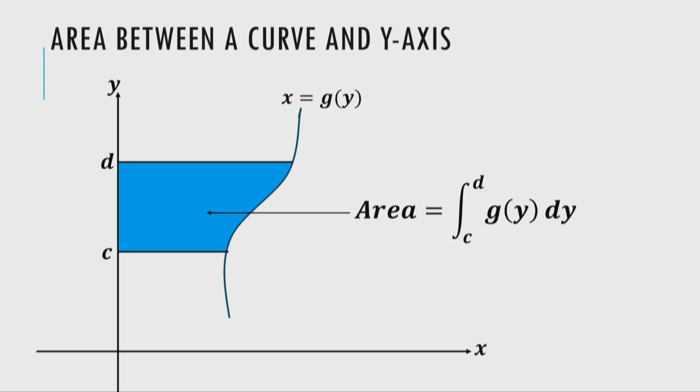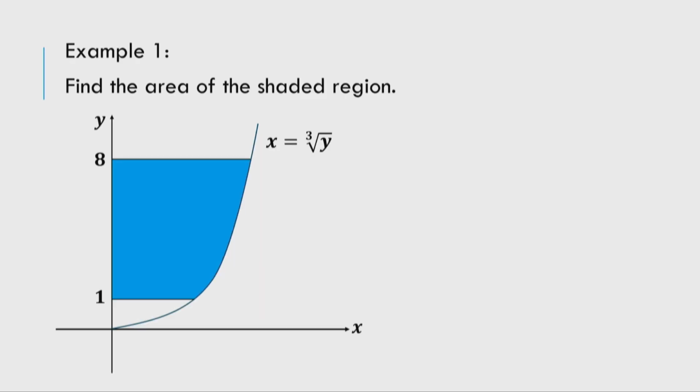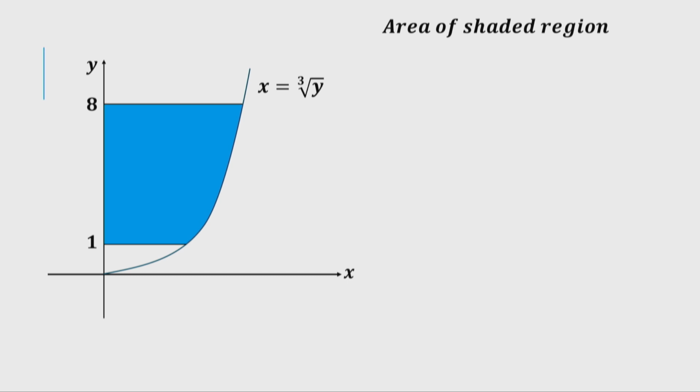Let's apply this rule to example 1. Find the area of a shaded region. To calculate the area of a shaded region, we are going to integrate cube root of y with respect to y from 1 to 8. First, we are going to rewrite cube root of y as y with power 1/3 to get integration of y to the power of 1/3 with respect to y from 1 to 8.